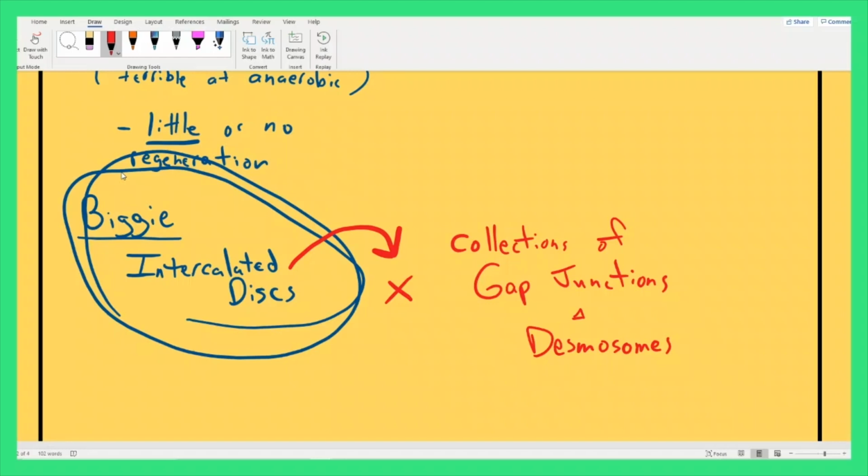If you don't remember what a gap junction is, I suggest you dig out those old 223 notes, take a look at them, and school yourself a little bit, because you have to understand what's going on here. A gap junction.